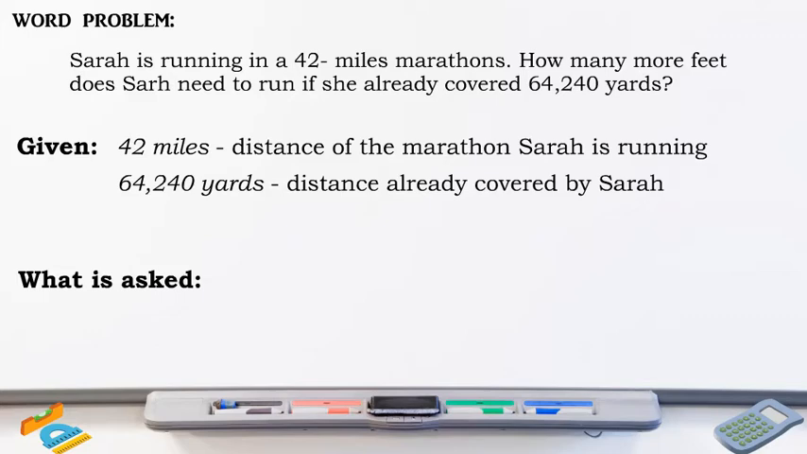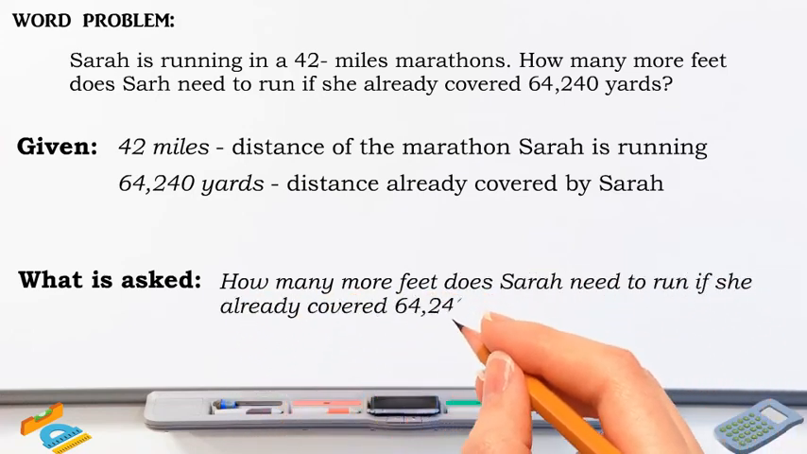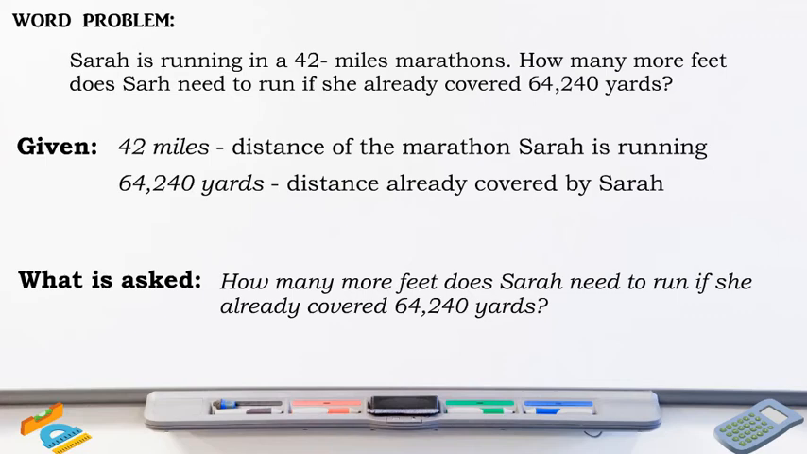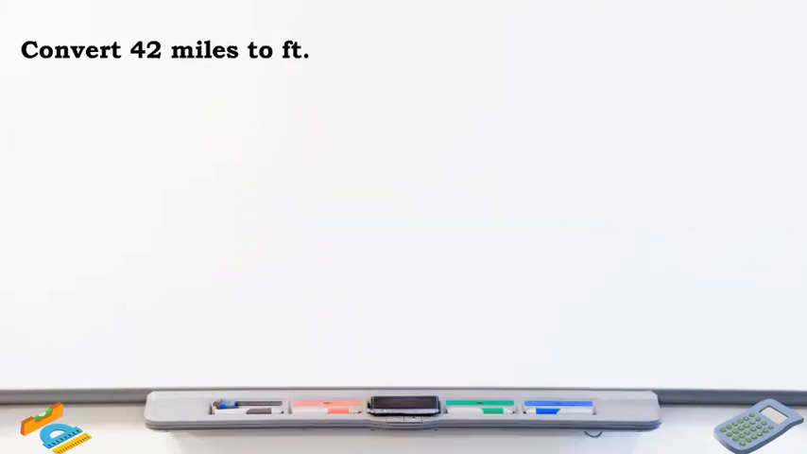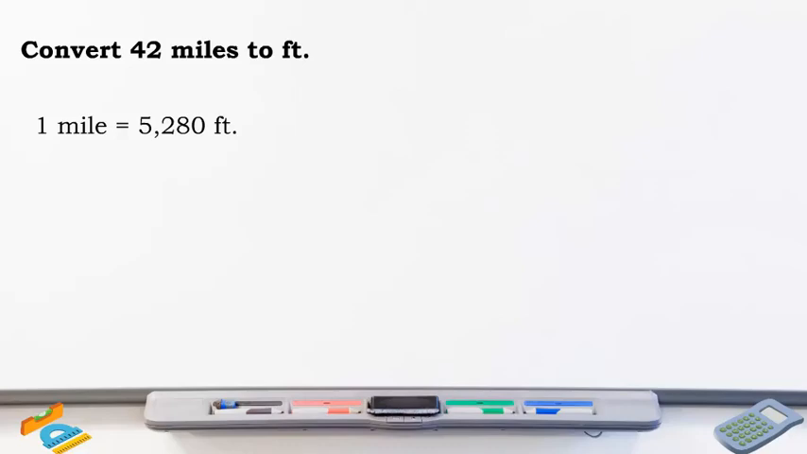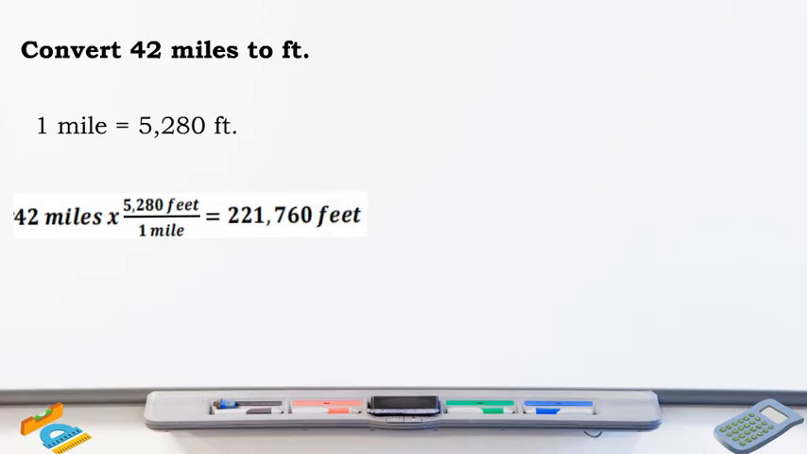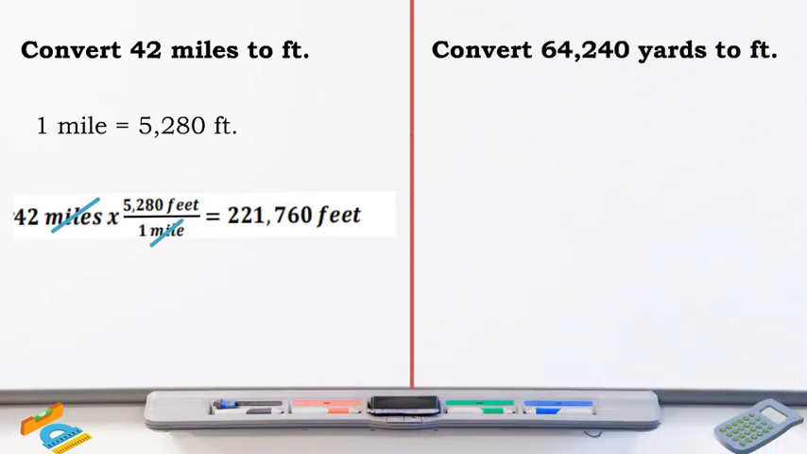And the problem is asking the remaining distance that Sarah needs to run to finish the marathon in the unit of feet. But since the given are in yard and mile, therefore, we are going to convert the given value into feet. Let's convert first the distance of the marathon, which is 42 miles, and we can use the conversion factor that in every mile, it is equal to 5,280 feet. And so, we can multiply 42 miles to 5,280 feet over 1 mile, and it is equal to 221,760 feet.